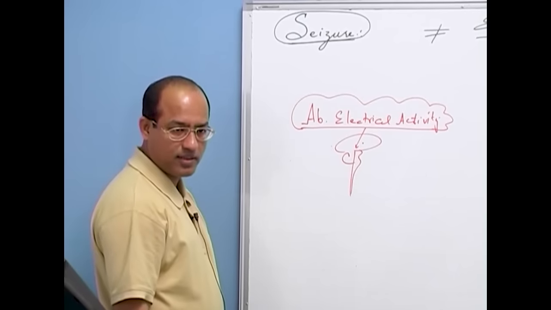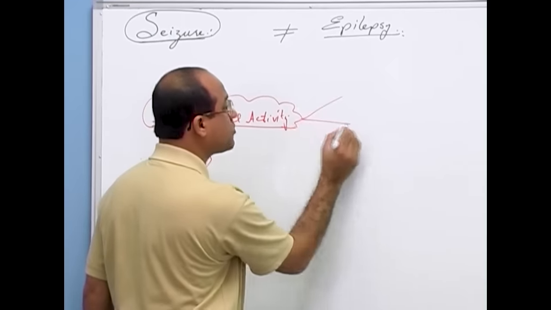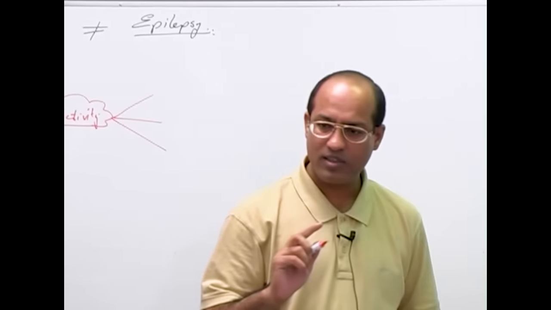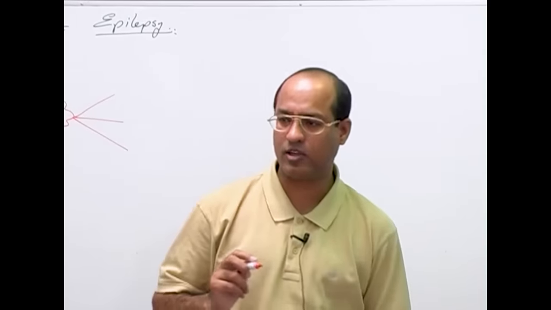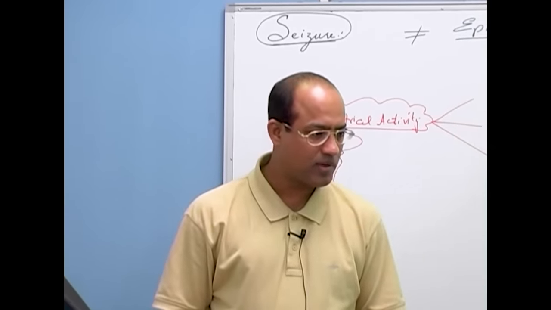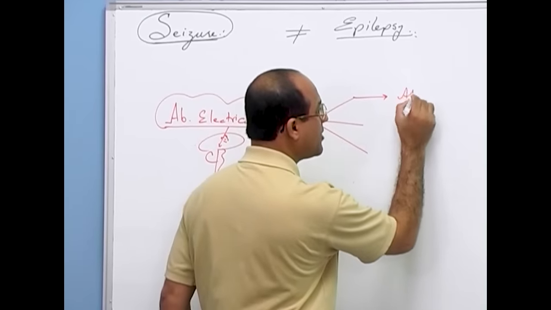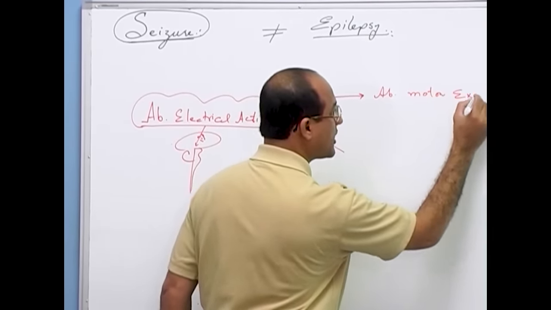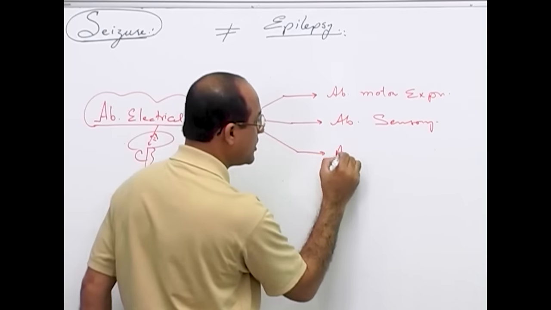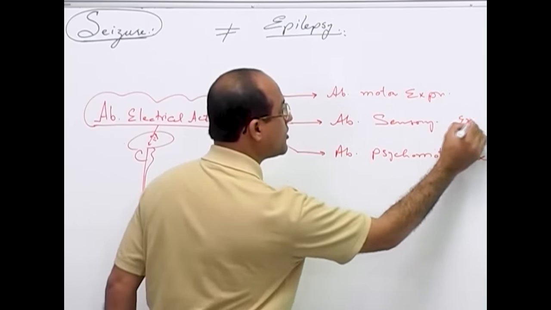be seizure. Rather, there should be an abnormal electrical activity in the brain which should lead to some abnormal experiences in the patient, because many times abnormal electrical activity occurs in the central nervous system, but you may not be aware of that. Can we call it seizure or epilepsy? No. So abnormal activity should be followed by abnormal motor experiences, abnormal sensory experiences, or abnormal psychomotor experiences. This is very important.